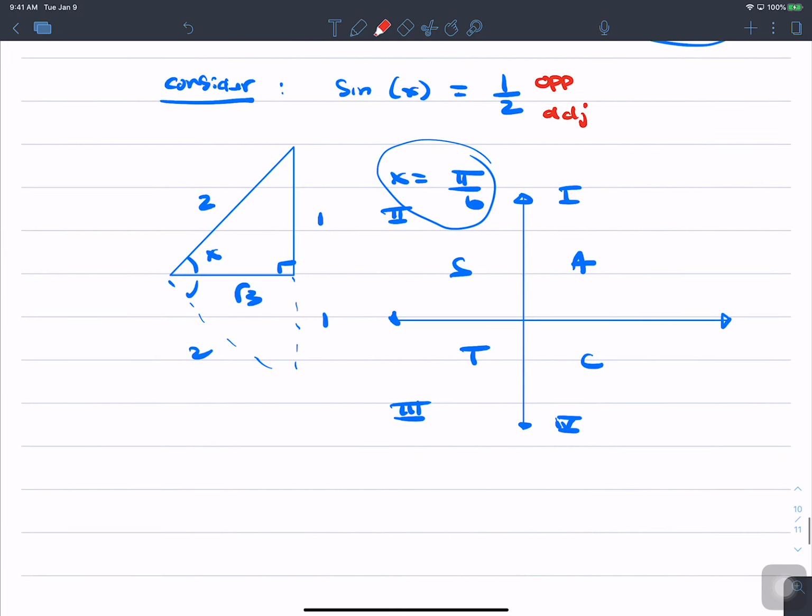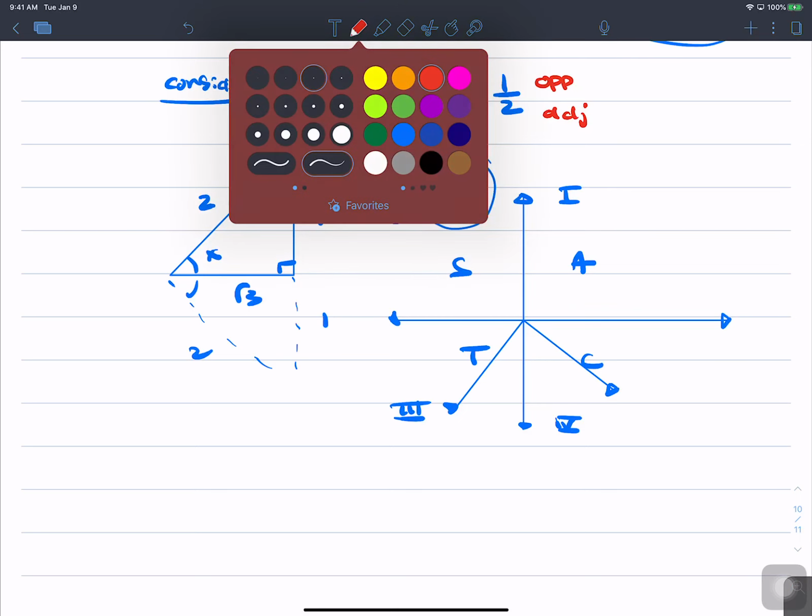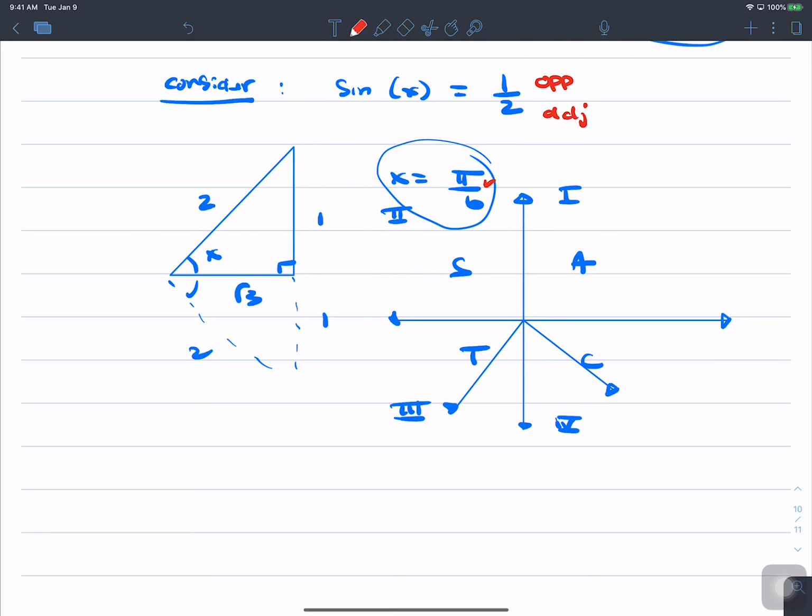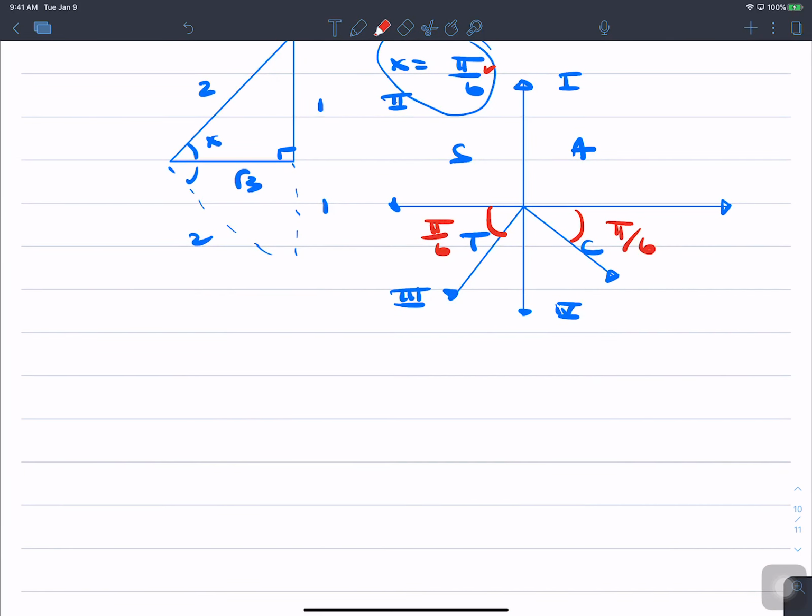So we have to find the quadrants where sine is negative. Sine is negative in quadrant 3 and in quadrant 4. So here's two solutions. This reference angle that we found, pi over 6, goes right here, and here's pi over 6, because these are the quadrants where sine is actually negative.